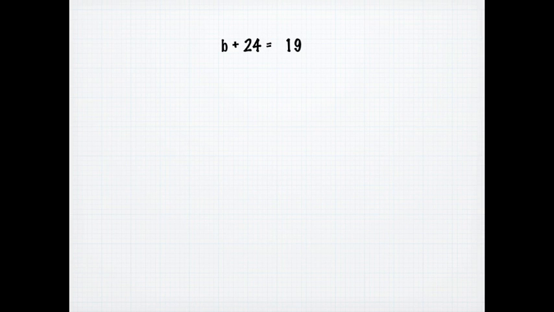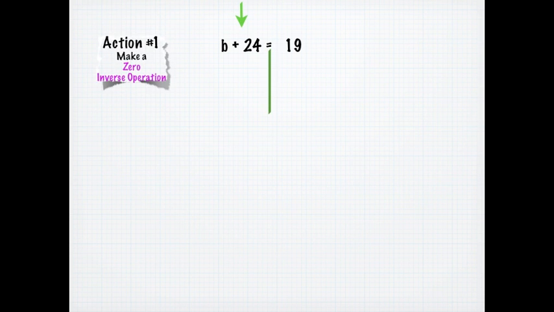I see a variable being added to a number. I draw a fence. Next, I do the first action item. On the variable side, I make a 0 by using the inverse operation. In this case, I see a positive 24, so I subtract 24 to each side. Now I have a positive 24 and a negative 24, which equals 0. So I want you to draw a 0 around both integers. Next, I draw a simplify line, and I bring down the b, which is left over, and now by itself.